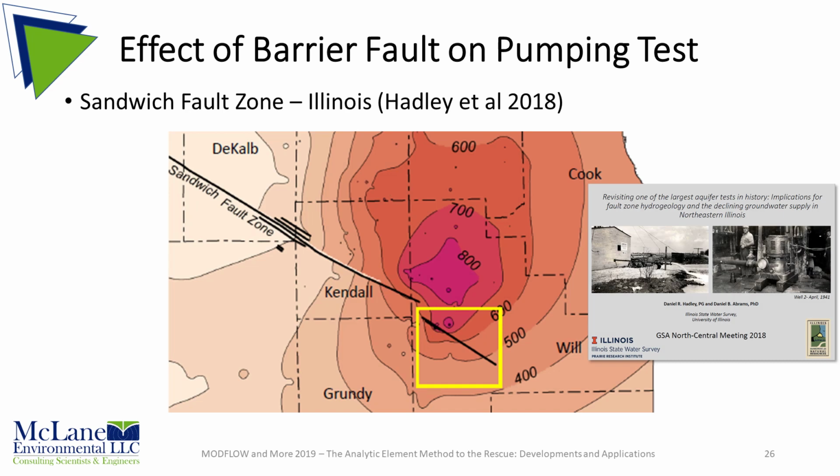The same type of fault model can be set up in transient mode and used to analyze drawdown over time from a pumping test. The example I'm going to show is a model I developed to represent a large-scale pumping test near the Sandwich Fault Zone in northern Illinois, reported by Hadley and others in 2018.